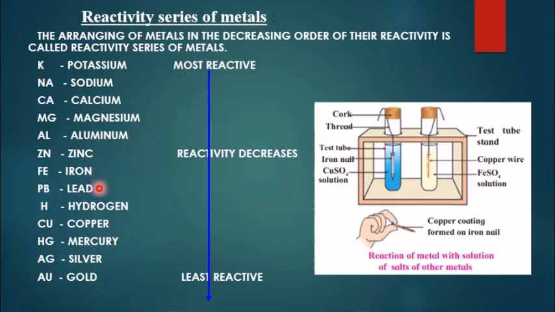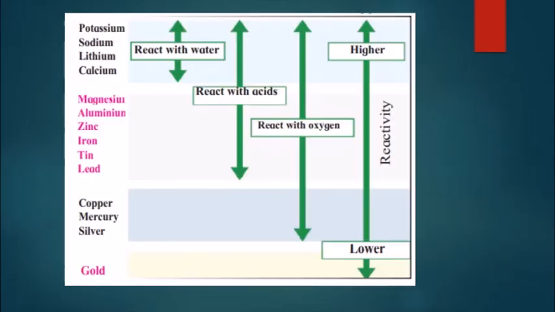Then these zones are the moderately reactive, and copper, mercury, silver, and gold are the least reactive metals. So this is called the metal series. This is the reactive series of metals, in which the metals are arranged in increasing and decreasing order of their reactivity, and this is why it is called the reactive series. Here you can see there are three groups: highly reactive metals, moderately reactive metals, and less reactive metals.